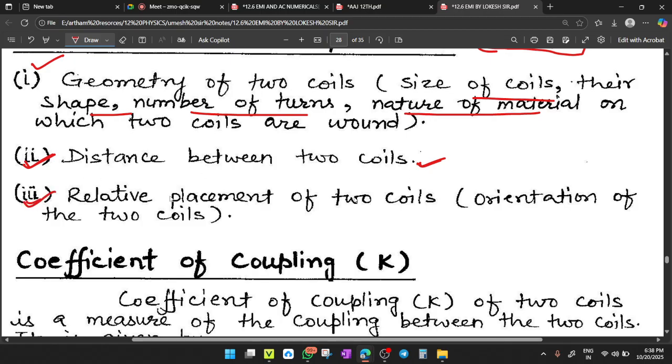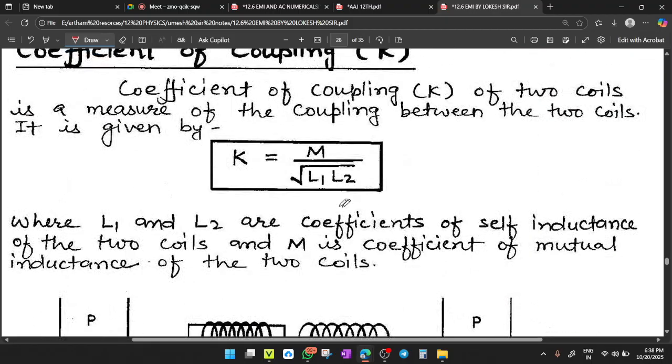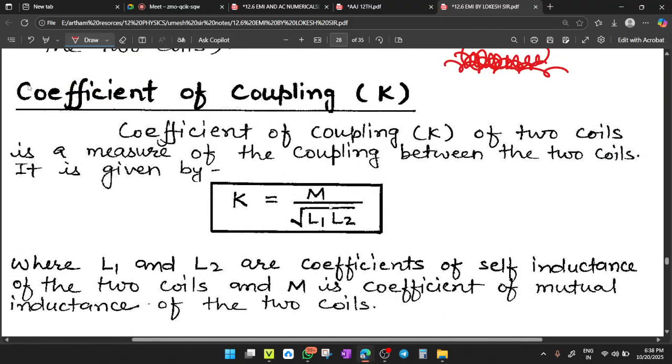Also, the relative placement and orientation of the two coils matters, meaning how closely the two coils are wound. Like if they are wrapped over one another, then there is perfect coupling. All the flux created by the first coil is linked with the second coil. Clear or not? Now, coefficient of coupling is not in our syllabus, but only the formula is there.